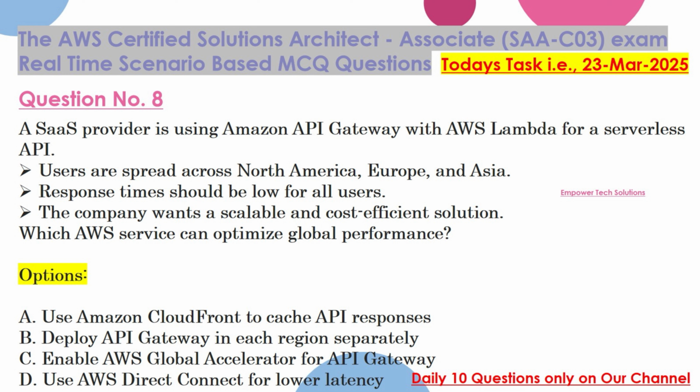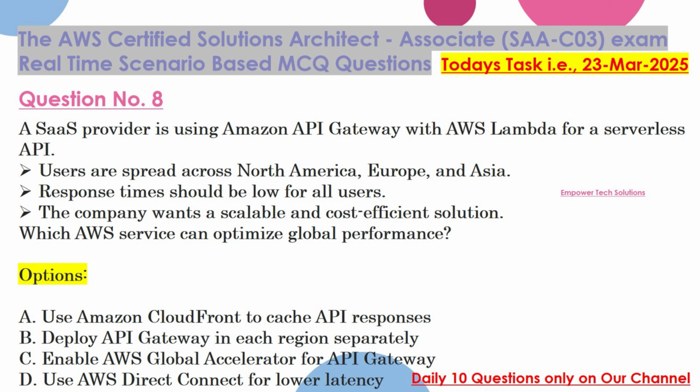Question 8. A SaaS provider is using Amazon API Gateway with AWS Lambda for a serverless API. Users are spread across North America, Europe, and Asia. Response time should be low for all users. The company wants a scalable and cost-efficient solution. Which AWS service can optimize global performance?